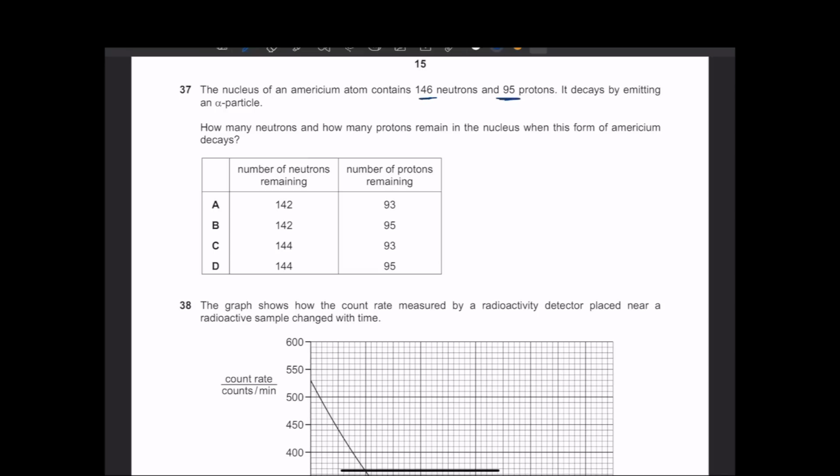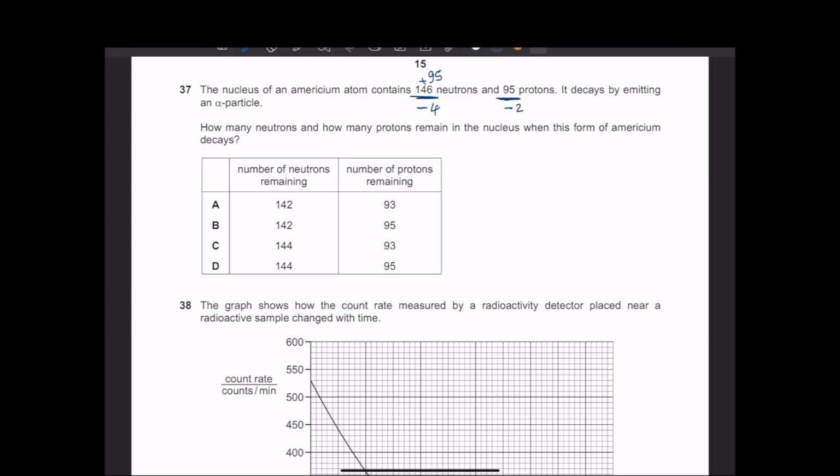So that number will be changed to be less by 2, and this number could be less by 4, right? So this is the neutrons, and the total number will be less by 4, right? They said here the nucleus of an americium atom contains 146 neutrons. So the total becomes less by 4. So this total here, which is plus 95, could be less by 4.